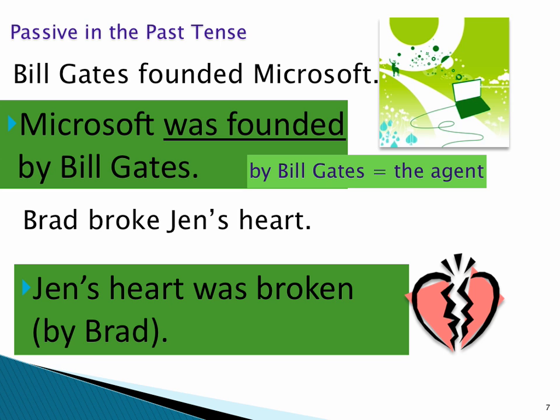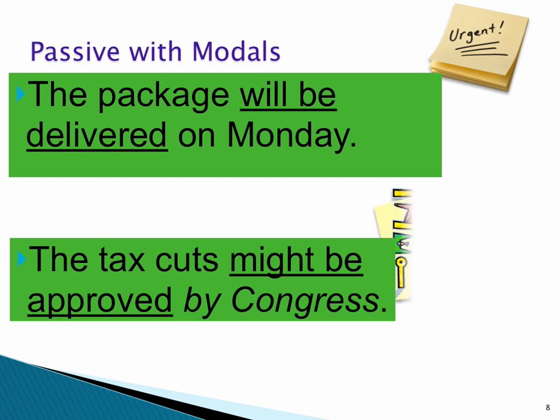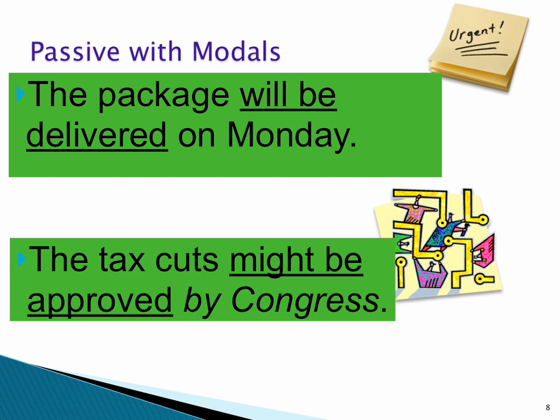Finally, we have some examples of passive sentences with modals. These sentences have 3 verbs: the modal, the verb be, and the past participle. The package will be delivered on Monday. And the tax cuts might be approved by Congress. You notice we have that agent by Congress. Again, if your reader or listener knows who you're talking about, you could simply say, the tax cuts might be approved.